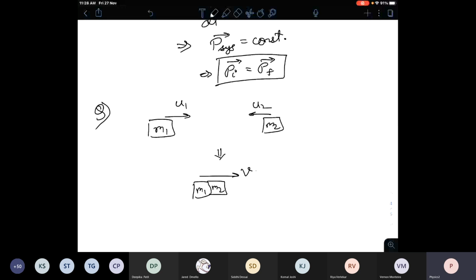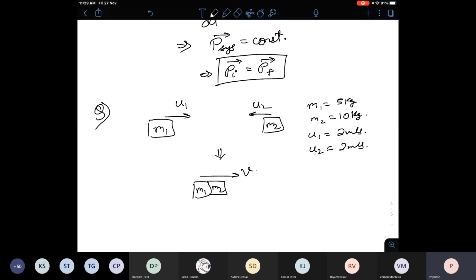Okay, so this is the situation: you have two masses. Suppose we take m1 as 5 kg, m2 as 10 kg, u1 as 2 meters per second, and u2 also as 2 meters per second. Both the blocks are moving towards each other with equal velocities, 2 meters per second and 2 meters per second.